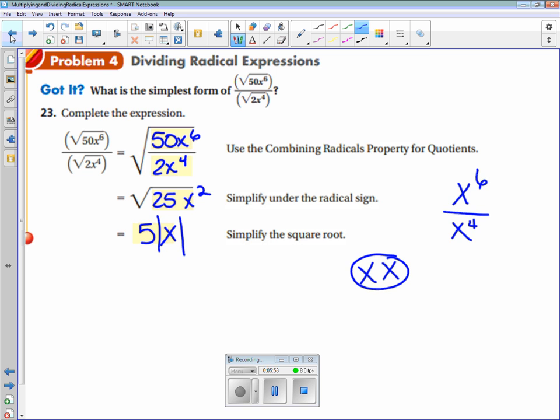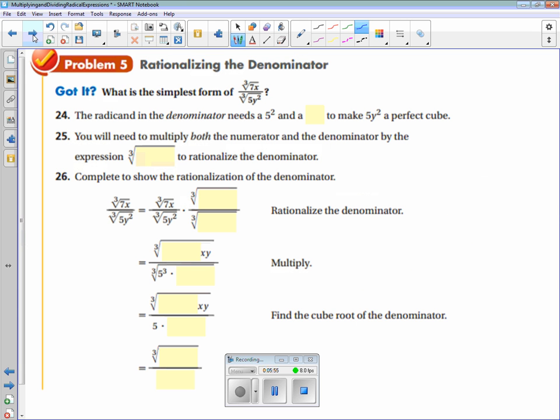Okay? If you look at the next problem here, the cube, I'll try to write a little bit bigger, the cubed root of 7x over the cubed root of 5y squared.